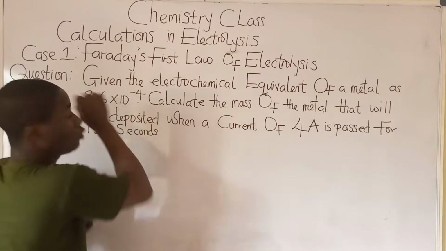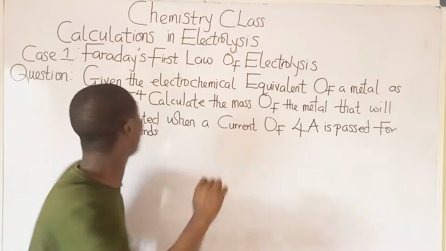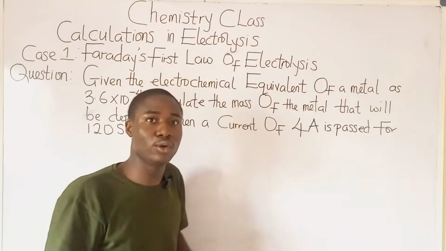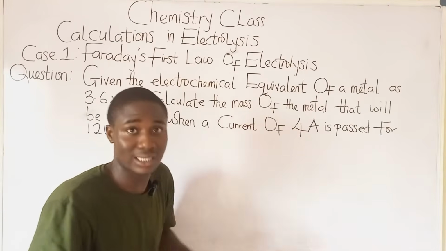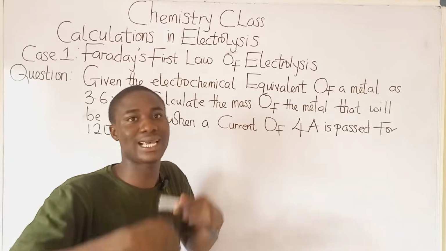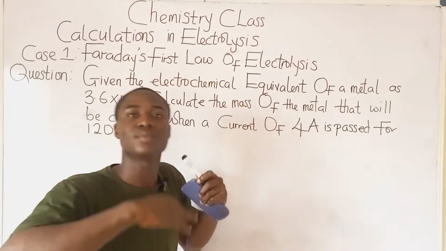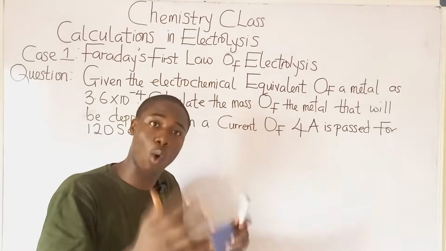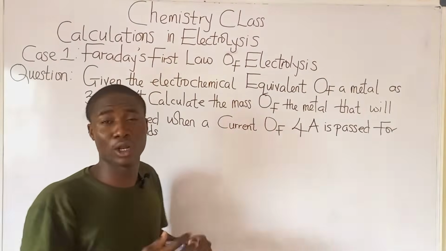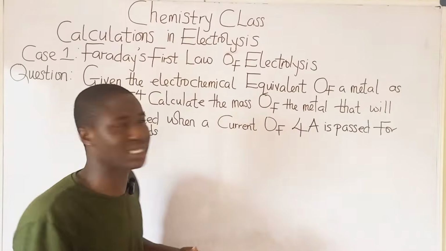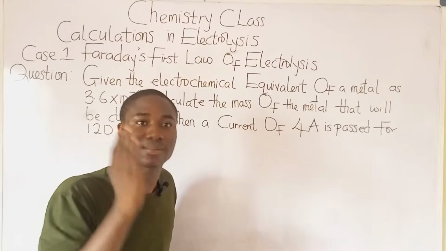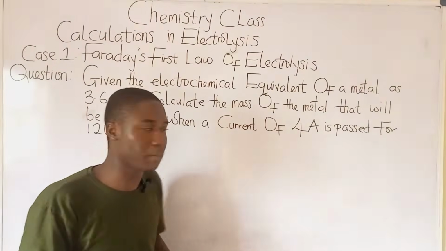We are in the first case, which is case number 1, and it is on Faraday's first law of electrolysis, which states that the mass of a substance deposited during electrolysis is directly proportional to the quantity of electricity that passes through the electrolyte. That is what the law states. But in today's lesson, I'm going to write out the formula and tell you what each of the parameters mean so we can start solving practice questions.